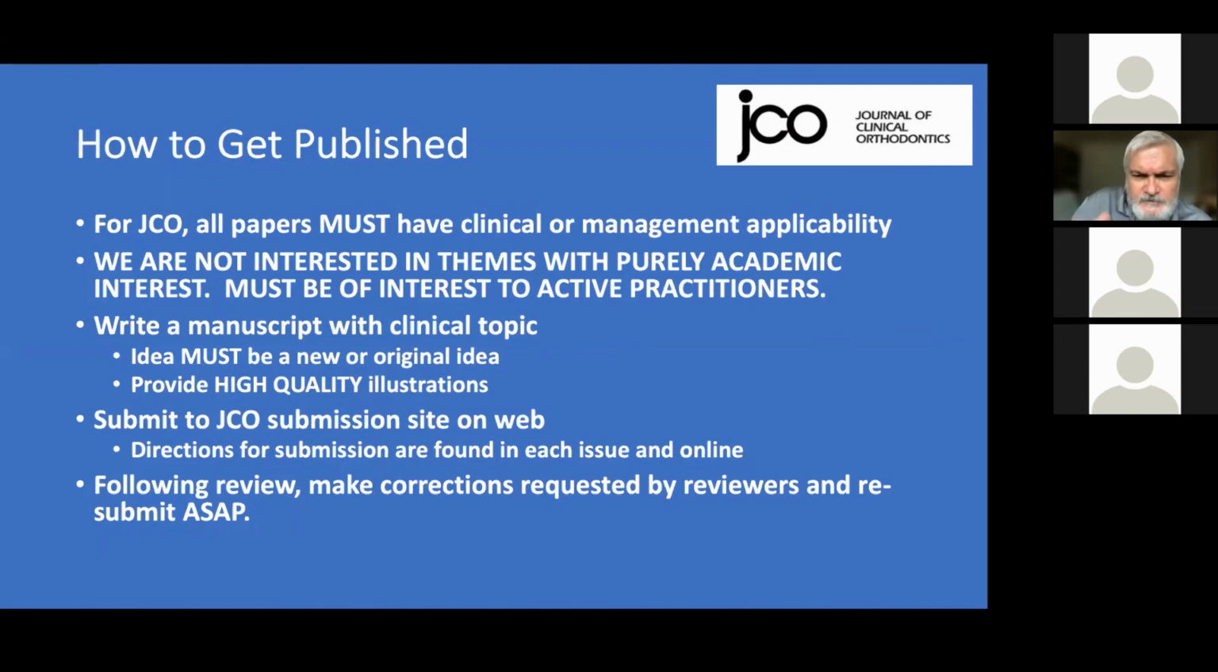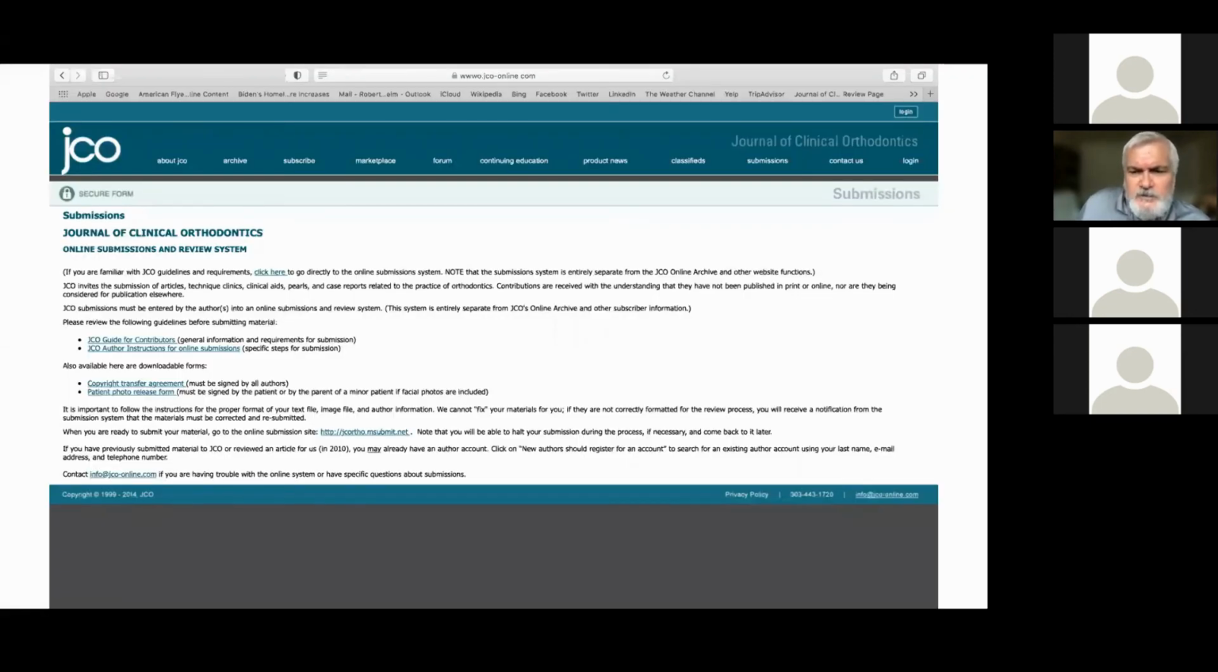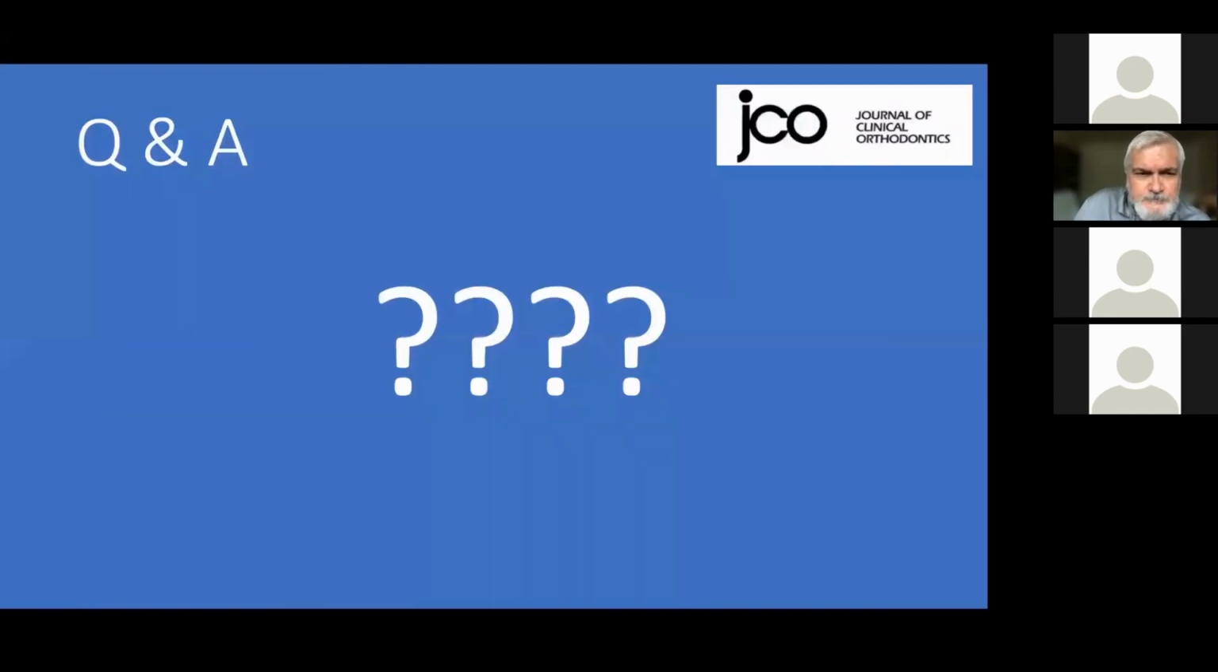And once it's in, it goes through the review process we just discussed. Once you get the manuscript reviewed and revised and sent in, then we go to publication. This you will find in every issue of JCO and on the web page. And this is just a step-by-step instruction on how to submit and how the review process works. So basically, that's how we publish, why we publish.